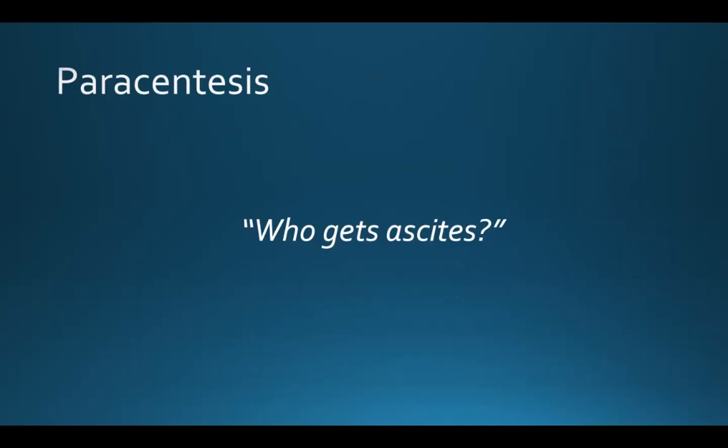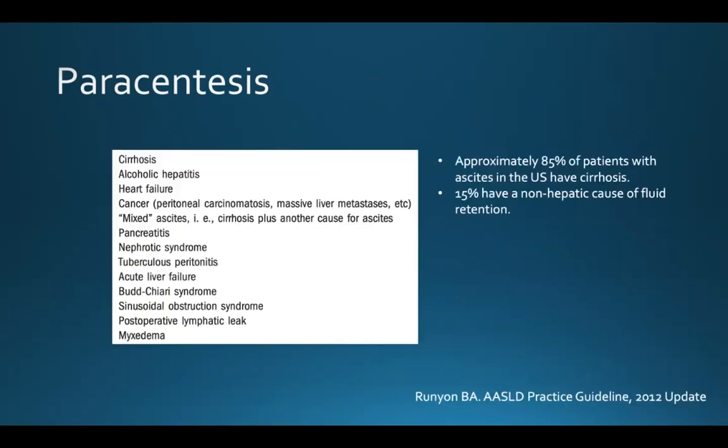Like all things we do, this starts with the patient, and there are many patients that have the potential of developing ascites. The list of potential causes is long, and it includes everything from cirrhosis and hepatitis to heart failure, cancer, and a whole host of more rare conditions which can be associated with ascites.